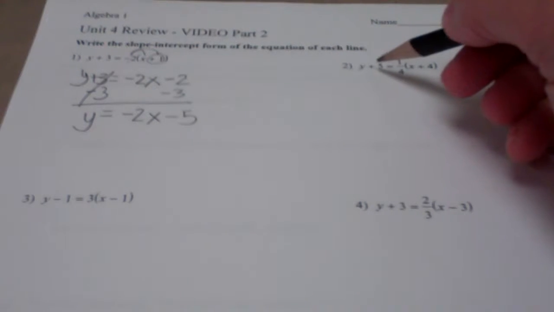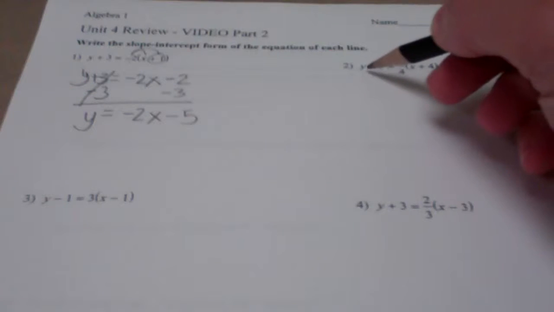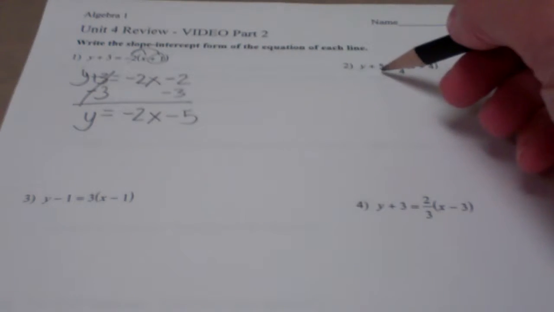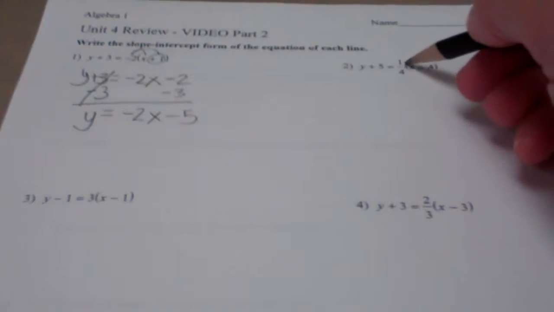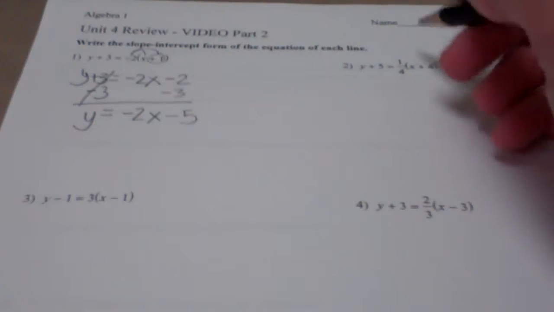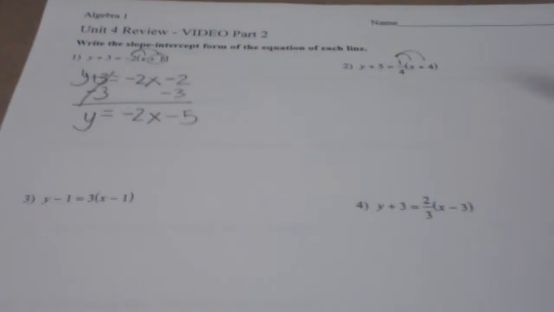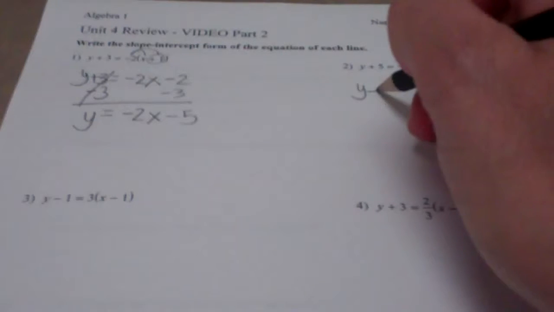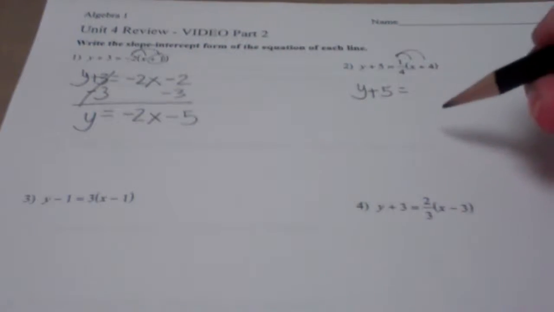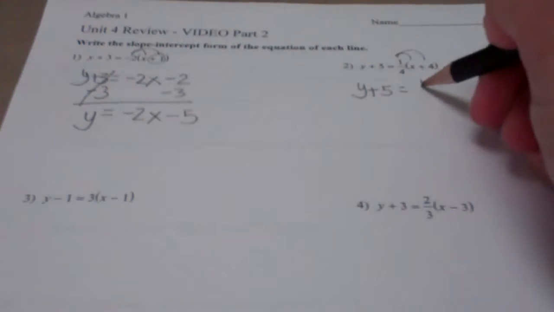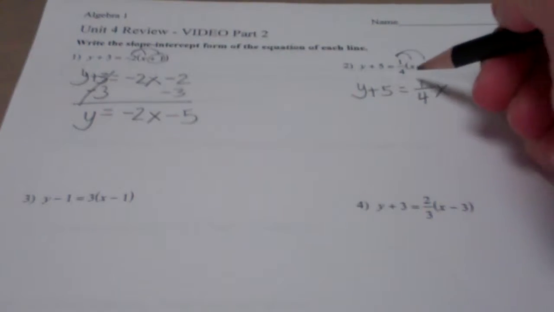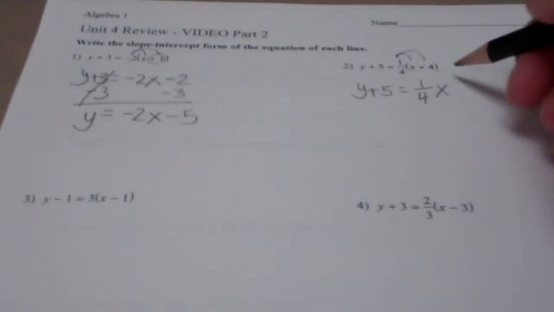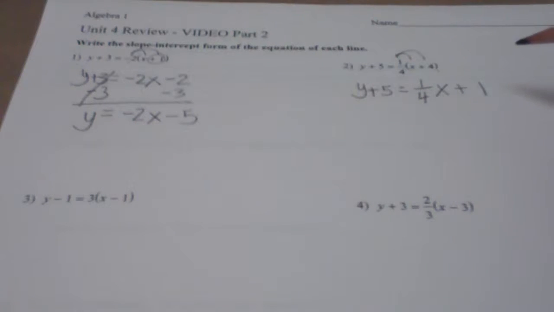Next, y equals positive, another mistake. Let me read it again. Y plus 5 equals 1/4 times the quantity x plus 4. Again, let's distribute the 1/4. Let's bring down our y plus 5, our equal sign. 1/4 times x is 1/4 x. 1/4 times 4 is going to be positive 1.